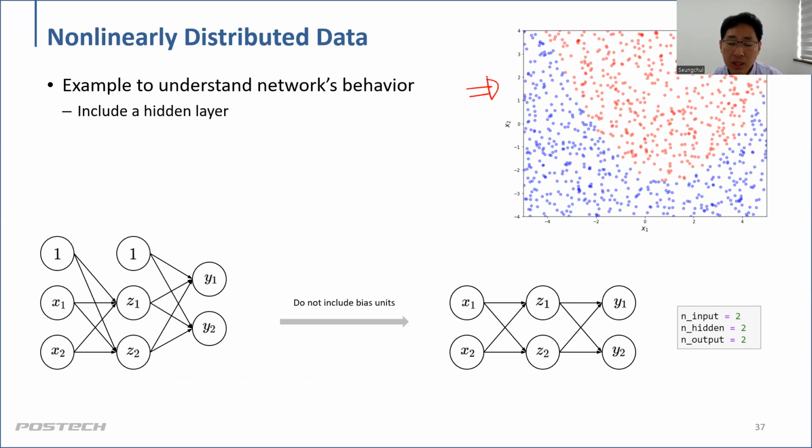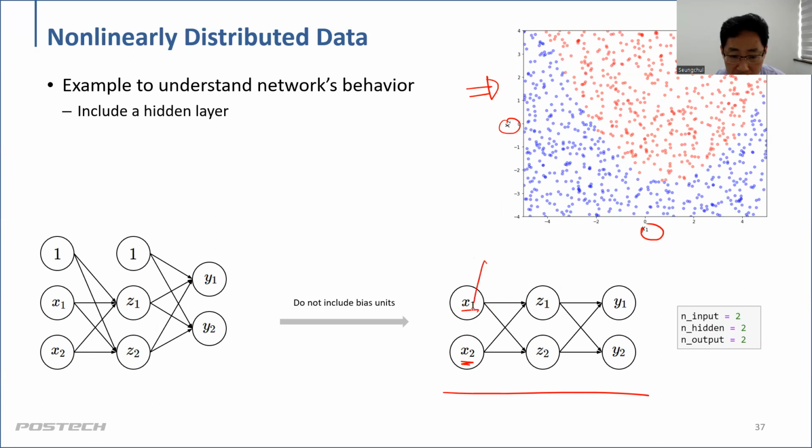Suppose we got this kind of data points distributed. It's too obvious that this is non-linearly distributed. And I designed my ANN structure like this, my ANN structure like that. After training, we will get omegas, right? Omegas from X1, X2.